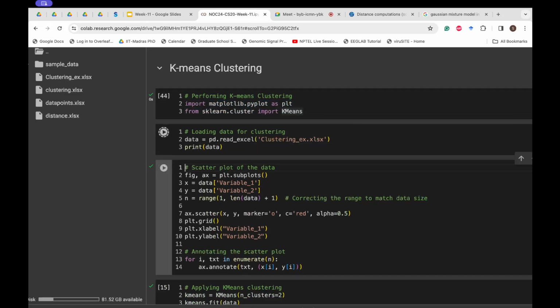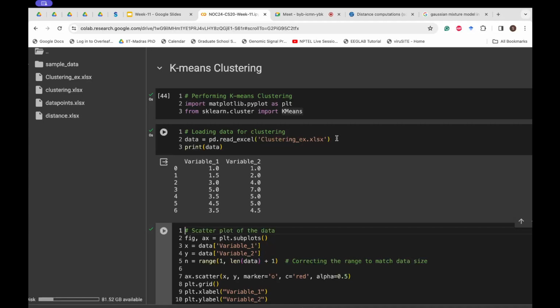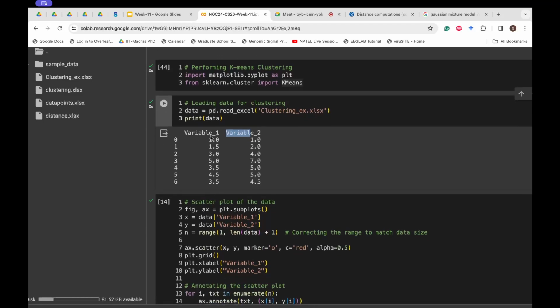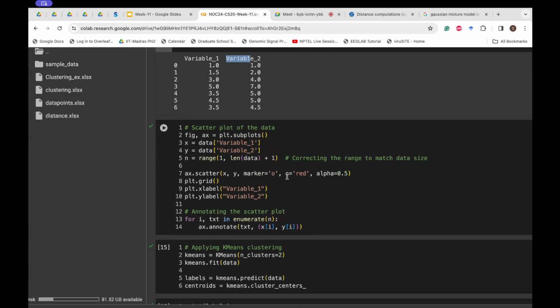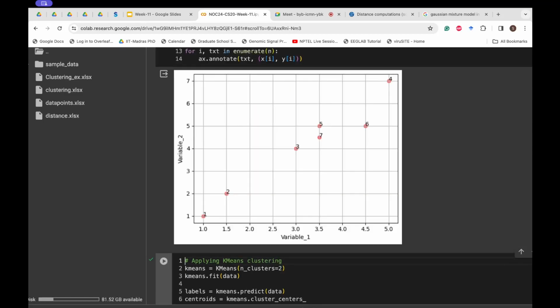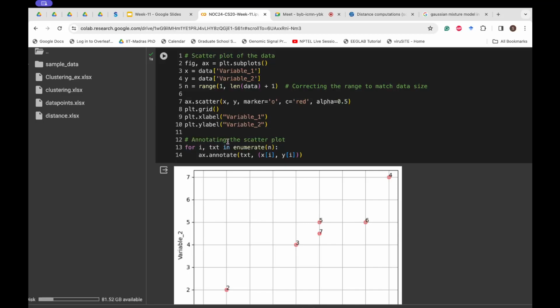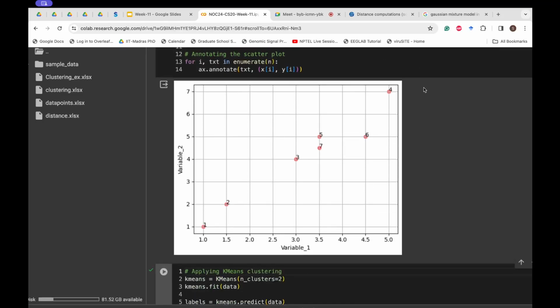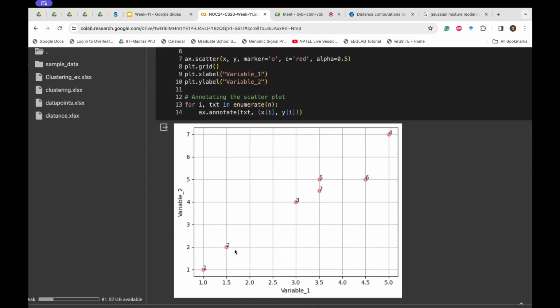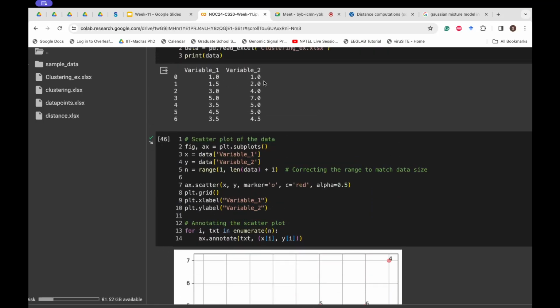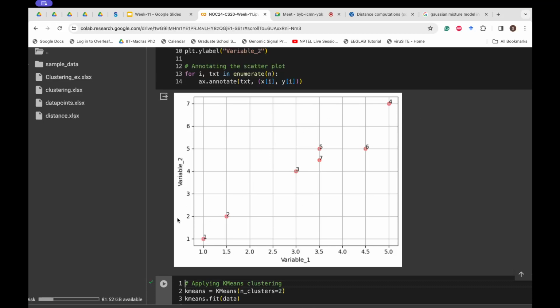Okay, so we are reading this data from the clustering example Excel file, and you have these two variables, variable 1 and variable 2. In a real world scenario, it can be anything like height and weight, some other values. Now the task is to plot this. I won't go into the details of all this, but what we have over here is a scatter plot of these data points, 1 comma 1, 1 comma 1.5, and so on. So these data points are there in this space.